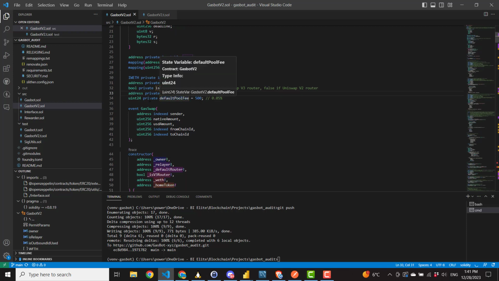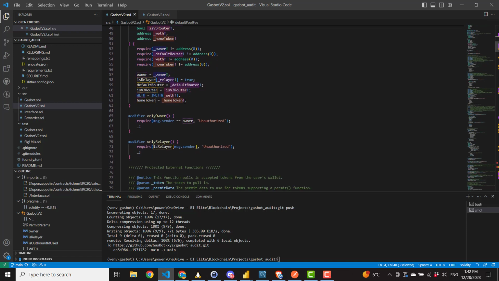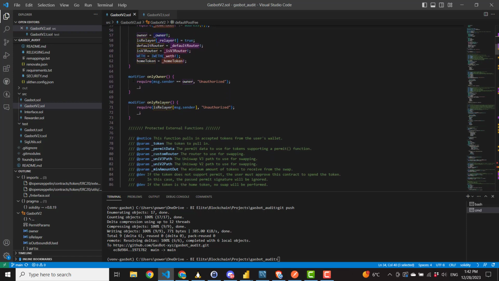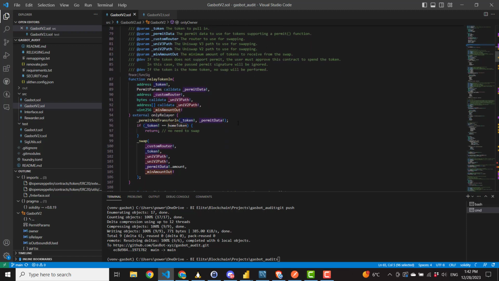Default pool fee. In case the default router is a V3 router, we need to know the default pool fee to swap through. So that's set at 500 on deployment. So there's our constructor. We have a couple of modifiers, several only owner functions, several only relayer functions. And then this is the meat of this contract.